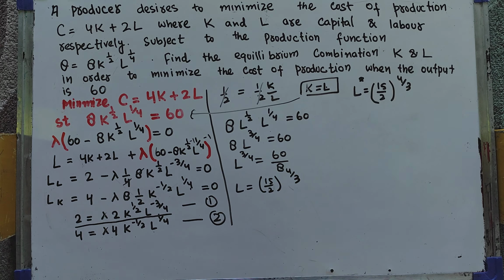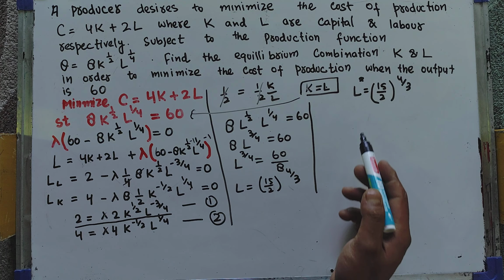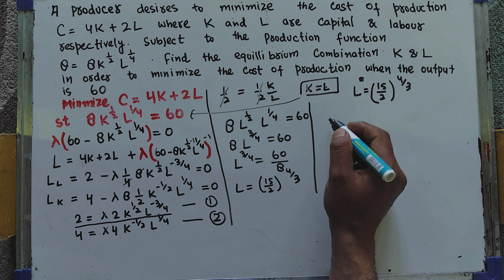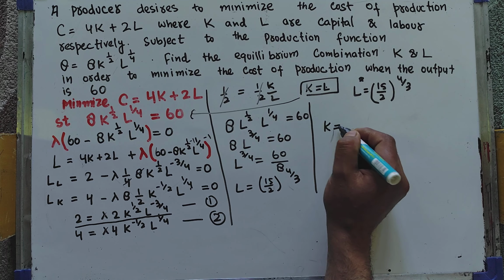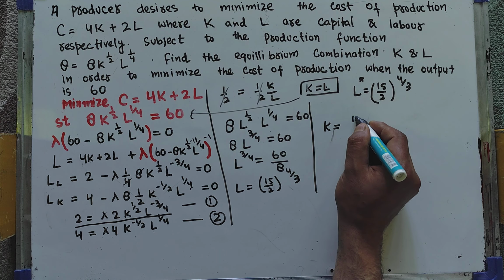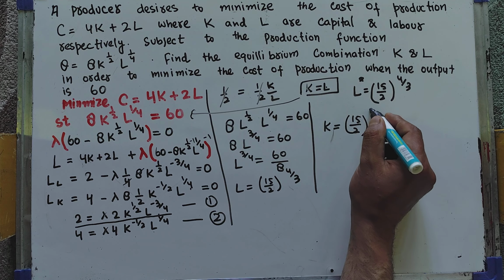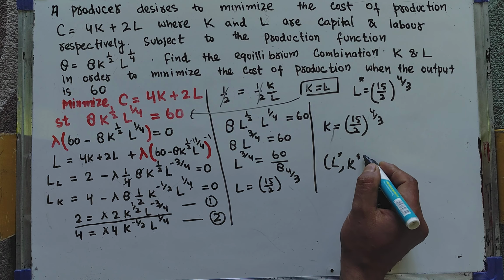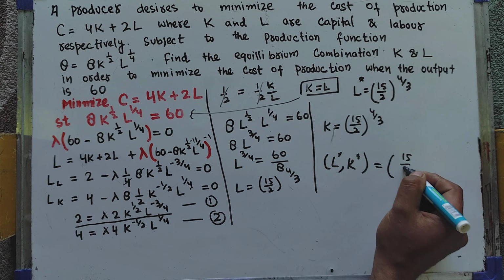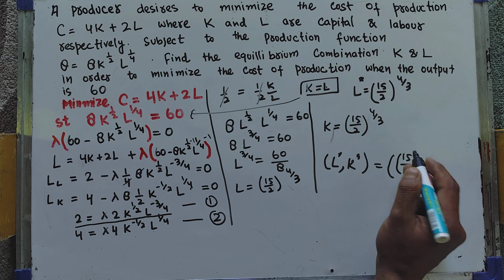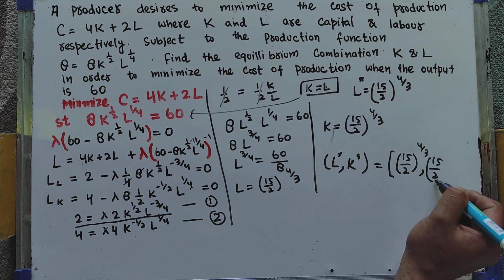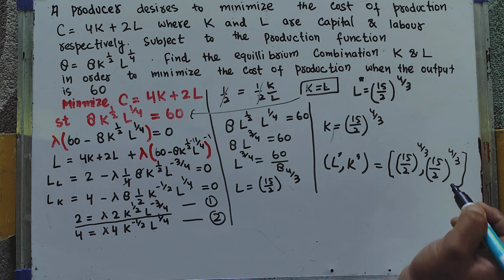This will be the optimal choice of labor employed to minimize the cost. To find the value of k, plug k equal to L in this equation. Since k is equal to L, k will again be 15 upon 2 raised to the power 4 upon 3. So L star, k star, that is the optimal combination choice, will be 15 upon 2 to the power 4 upon 3 and 15 upon 2 to the power 4 upon 3. This will be our optimal choice.